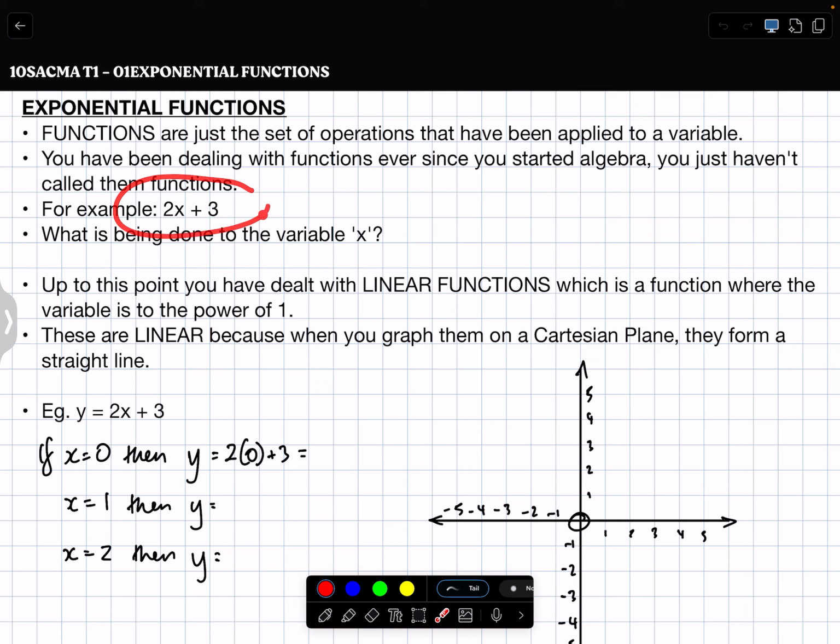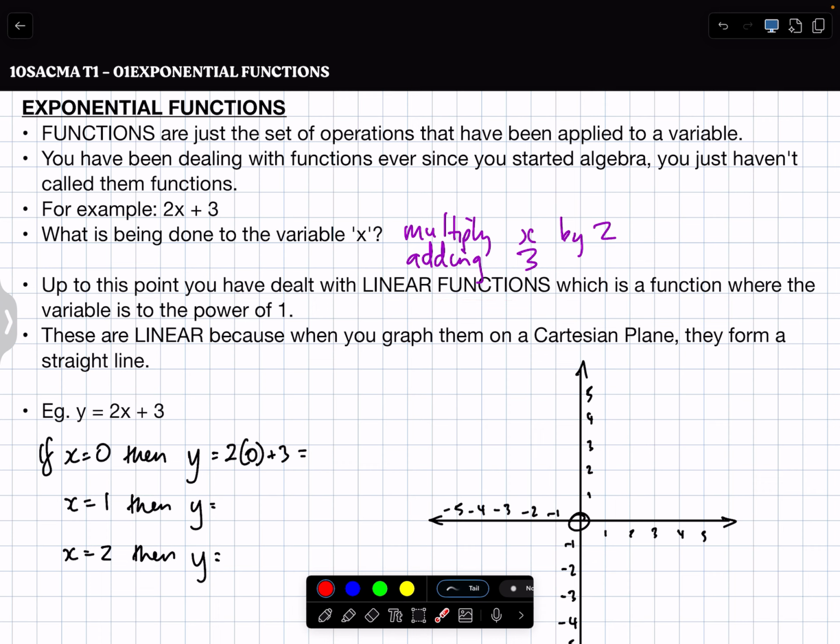Timesing. So that function is actually multiply x by 2. And then after I've done the 2 times x, what's the other thing that I'm doing to the variable? Adding 3. So hopefully it's not untrue that you have been dealing with functions, you just never called it that. Up to this point, you've dealt with something called linear functions. Why is it linear? Because x is to the power of 1.